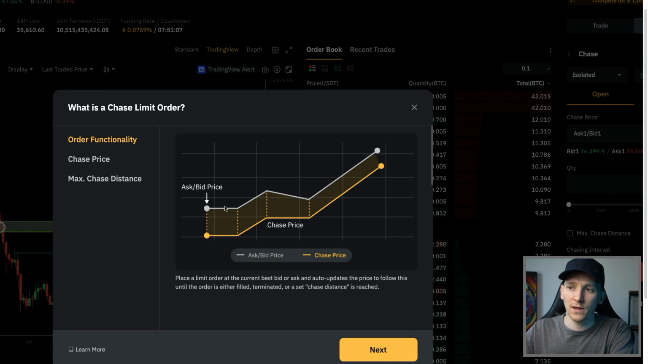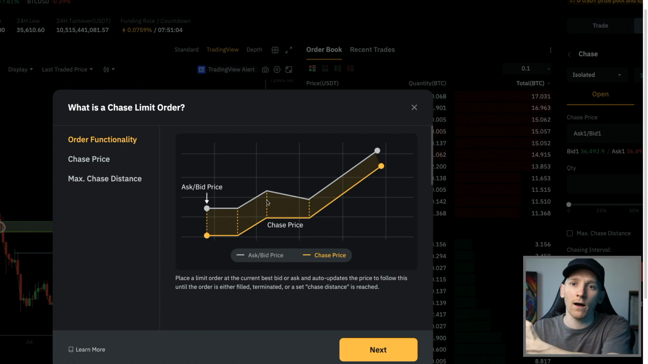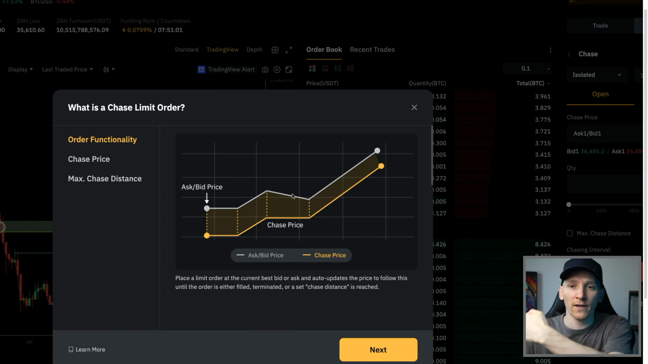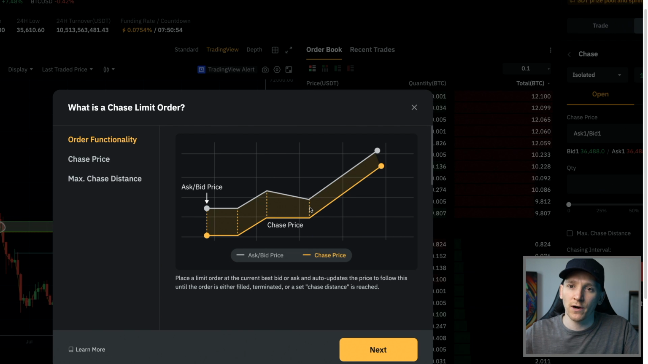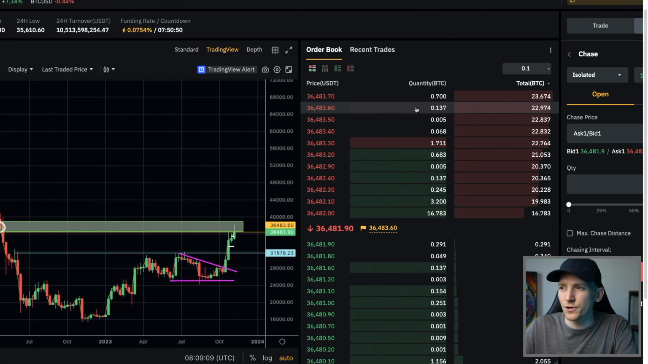So if the price moves up, we chase it up. So we actually increase our bid price. If the price moves back down, hopefully we get bid at that higher price. So again, if you're willing to pay a higher price, why not just trade straight away, right? So kind of not that useful, but you can choose this if you want.